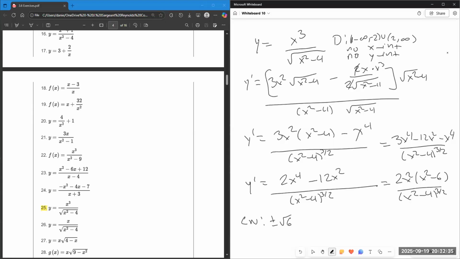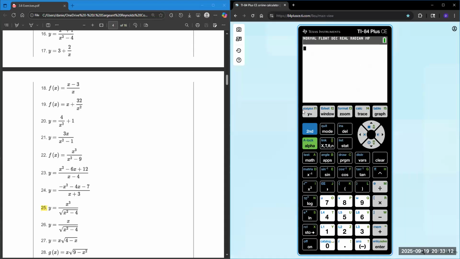So let's look at my number line here that I have. Asymptotes at -2 and 2, and the graph does not exist in here. That's not in the domain. And then I have negative root 6, and positive root 6 over here. It'd be helpful to pull up the calculator again for the sake of evaluating the sign of these things.